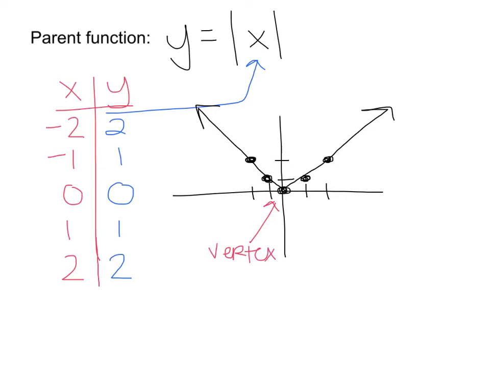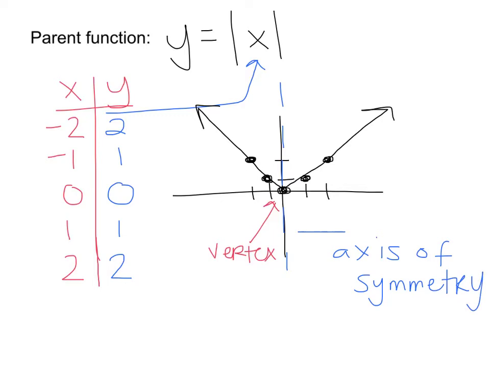And then there is this invisible line that cuts your V in half, and it is called your axis of symmetry. And I will always shorthand the axis of symmetry to AOS.